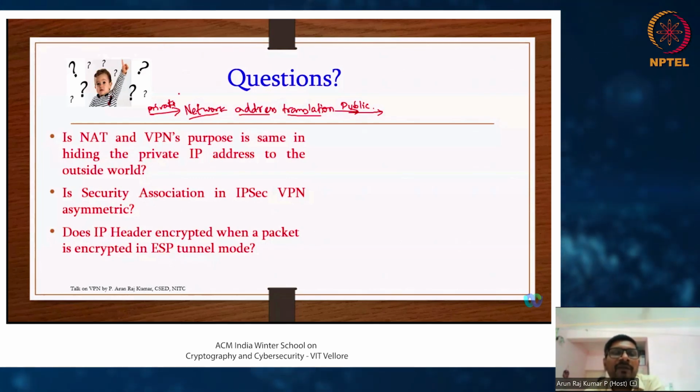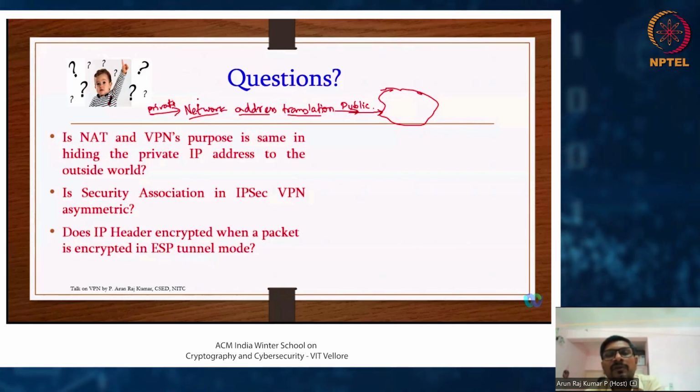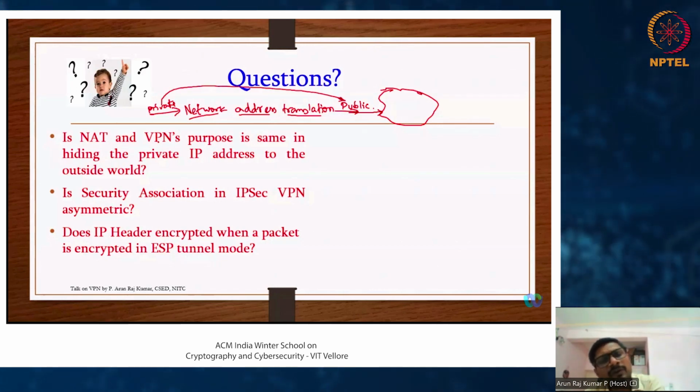Because in NAT also they hide the private IP address, and it only shows the public IP address to the outside world, the internet. So our internal organization, either VIT or NIT, is safe. Whatever the private IP address is, it is not visible to the outside world. So that takes care of converting private to public. And VPN, if you see, is also similar to it, but is it the same? That's the question.